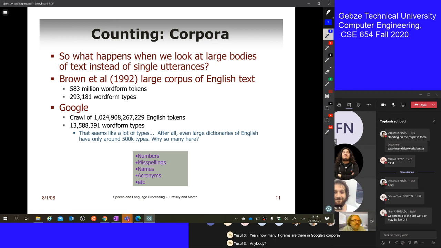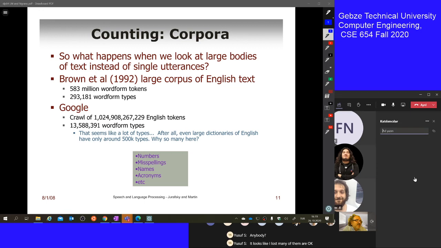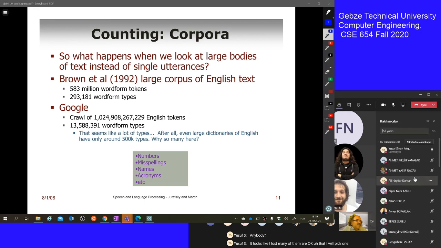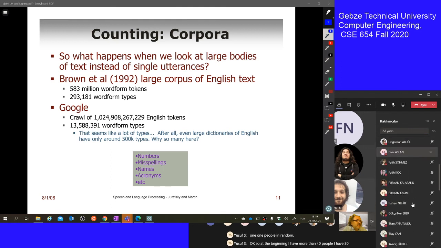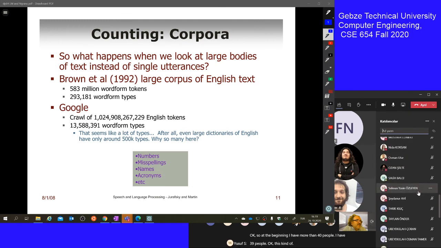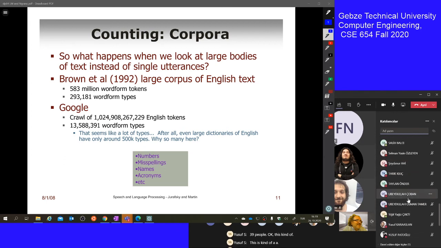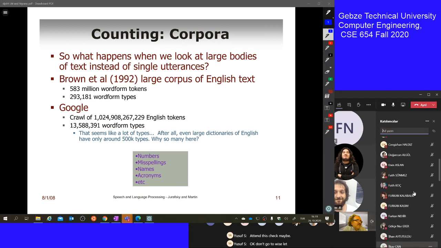It looks like I lost many of them, huh? Okay. Then I will pick one people in random. Okay, so at the beginning I have more than 40 people, and I have 39 people. Okay, this is kind of a attendance check, maybe. Okay, Don't go to Y's. Let's pick them from the beginning then, this time.